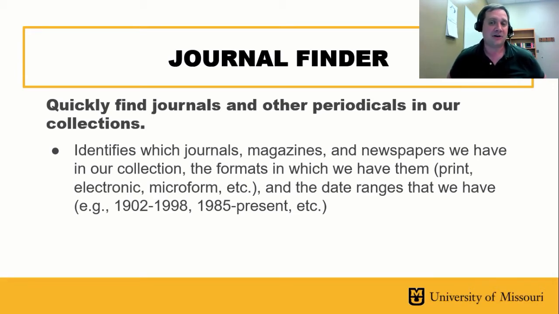You'll be able to see the date range of coverage that we have, because in some cases we might have some of a print run, but not a full print run. Maybe our print run starts midway through the print history and goes to present day. Other times we have the full print run. If we subscribe to something, but there's an embargo, which means that we have access to it, but we only get access after 18 months, it will typically indicate in there what the embargo period is.